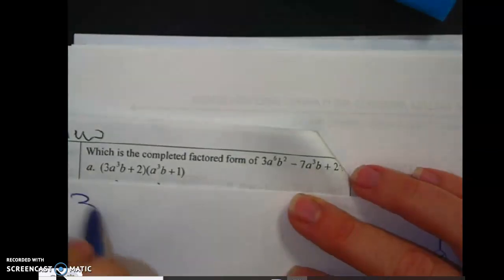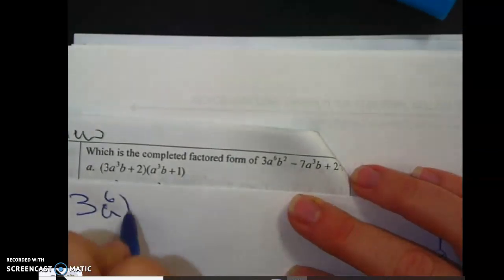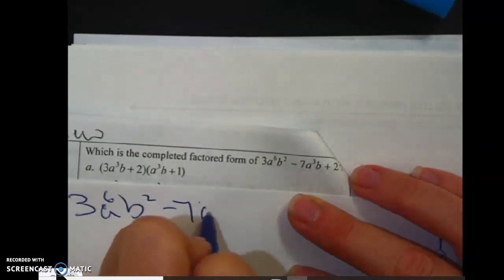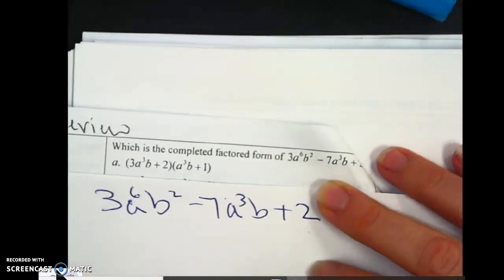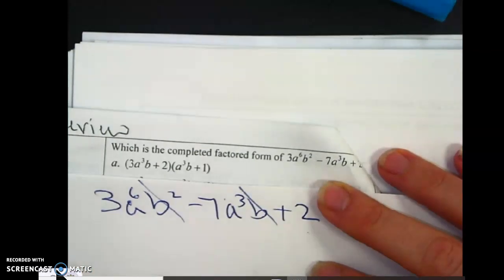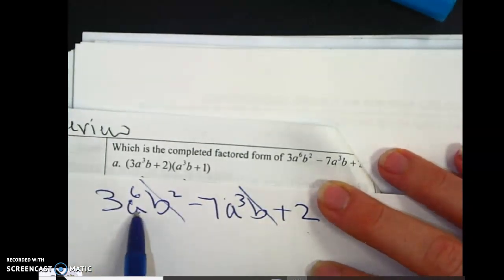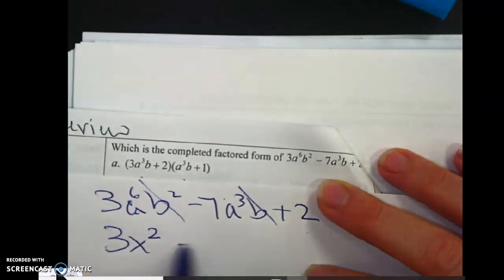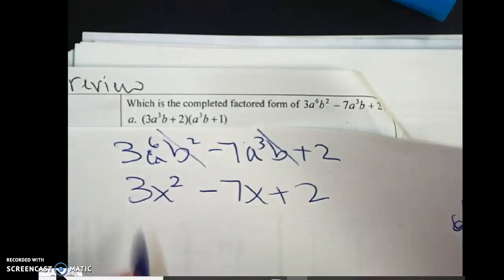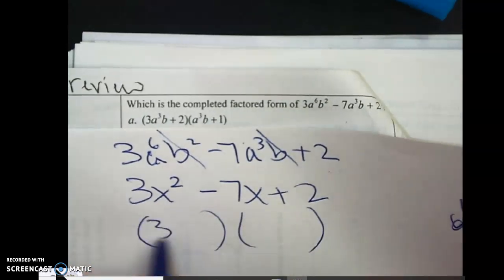Factoring. Okay, it's advanced factoring, which means I got to simplify this. So let me rewrite it here. 3x to the 6, b squared minus 7a cubed b plus 2. Okay. So this is intimidating because of the b, so I'm just going to pretend the b isn't there. It's also intimidating because it's an a, so I'll make it an x. It's also easier when it's an x squared. So I'm going to make it more friendly for me. I'll worry about going crazy later.